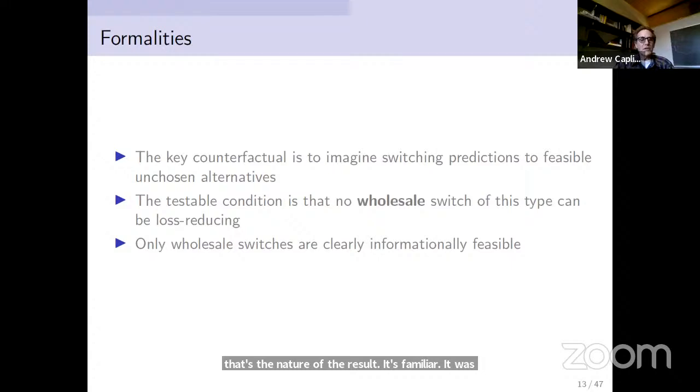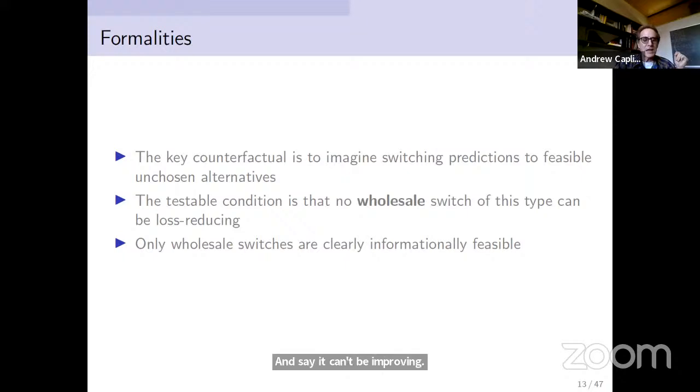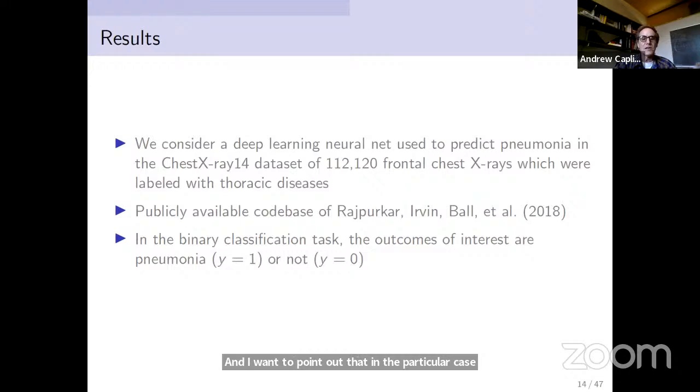And this is kind of the nature of the revealed preference logic in state-dependent stochastic choice data. You pick something that's informationally feasible, or feasible according to your theory, and say it can't be improving. And I want to point out that in the particular case we're looking at, not globally, we happen to take the following as our first exemplar. We have done no monkeying around.